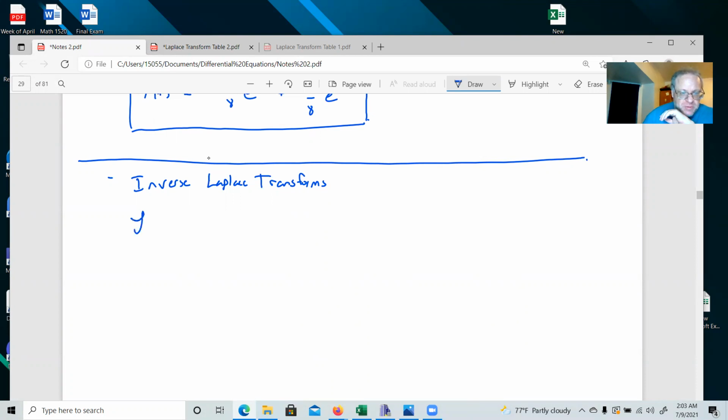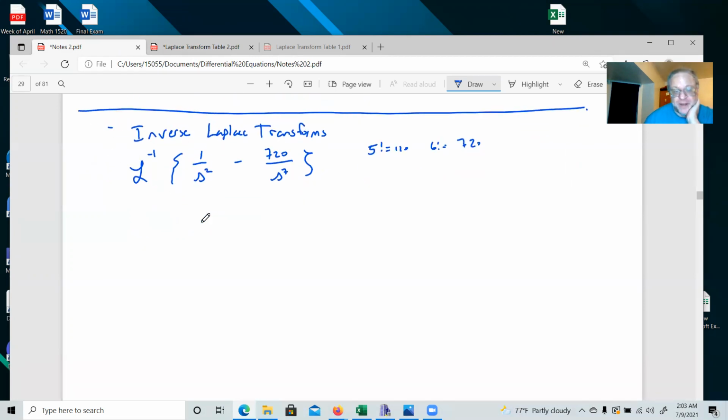Okay, so inverse Laplace transform. We want to do the inverse of 1 over s squared minus 720 over s to the 7th. Now, the first thing I'm looking at is 720. That's an awfully suspicious looking number. I know that 5 factorial is equal to 120. 6 factorial, multiply this by 6, this is 720. 6 factorial, 720. What a lucky break.